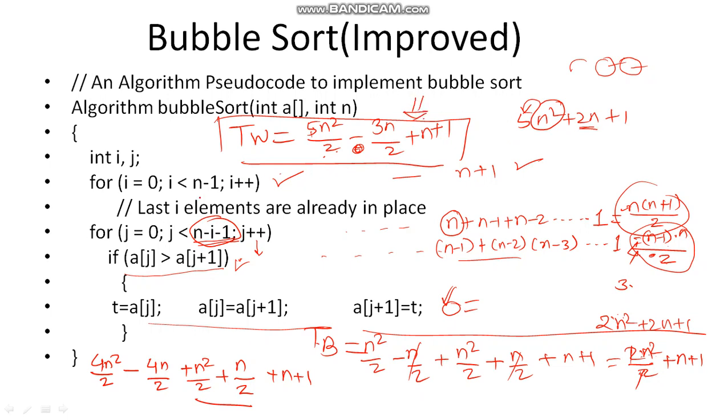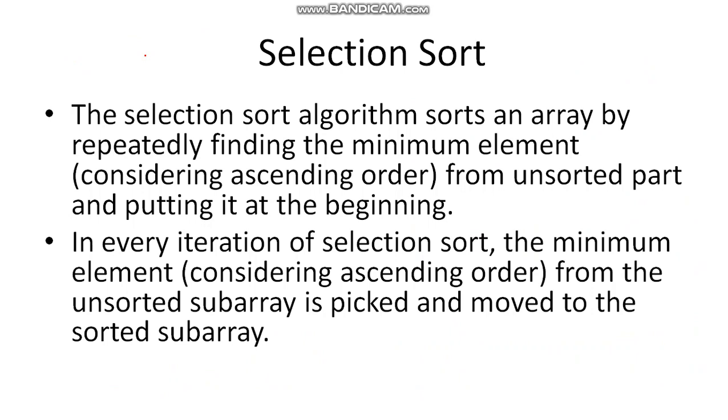So we say that this is a bubble sort which is improved. We can say that it is improved version of the bubble sort. So this is about the bubble sort. Let us move ahead and discuss another algorithm that is called a selection sort.